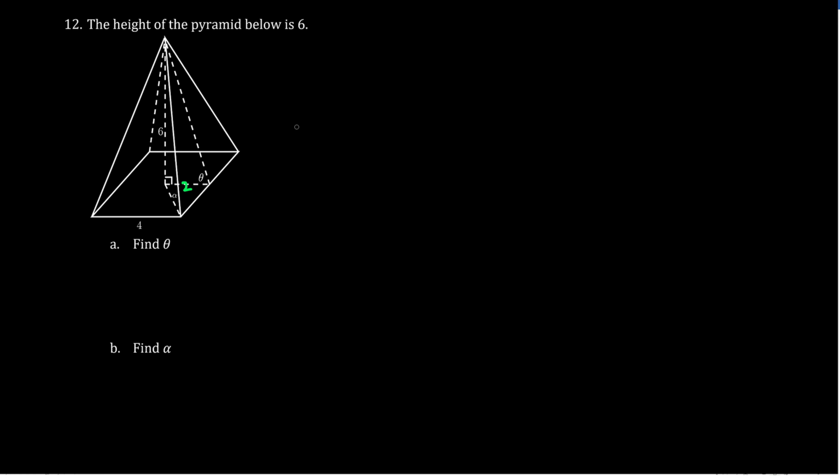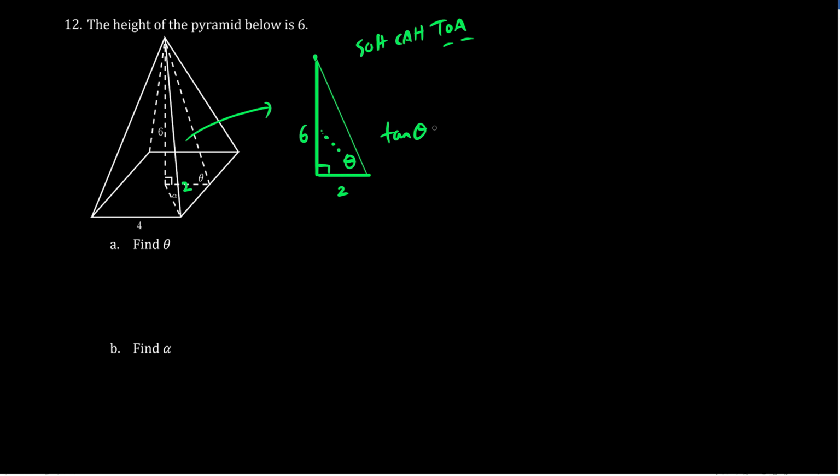So let me just copy to the side. We copy the inner part here, and we can see this is a SOH CAH TOA triangle. We have opposite and adjacent. SOH CAH TOA, opposite adjacent, we'll use tan. Tan theta is equal to opposite over adjacent, and we find theta as the trig inverse of this number, which is 3. So tan inverse of 6 over 2, or 3. And with a calculator, we get 71.6 degrees.